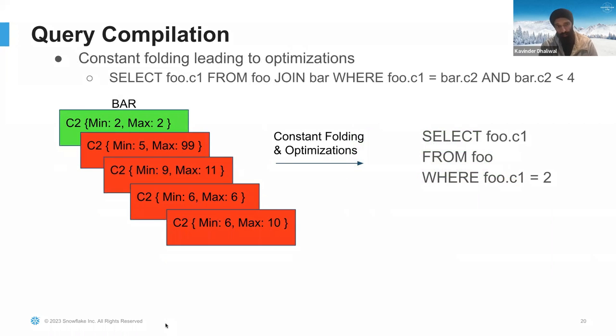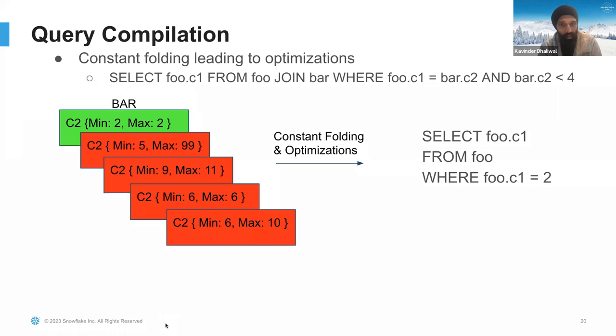Along those lines, with enough pruning, you can unlock the opportunity for constant folding, and constant folding itself can lead to further optimization. If you look at a query like this, we're projecting a single column from foo, but before we project that, we join it with bar on C1 equals bar.C2, and then we're looking for all rows of bar where C2 is less than 4. As we prune first on bar, we've eliminated 4 of the 5 data files and we're left with 1, and we can detect that the 1 file is constant.